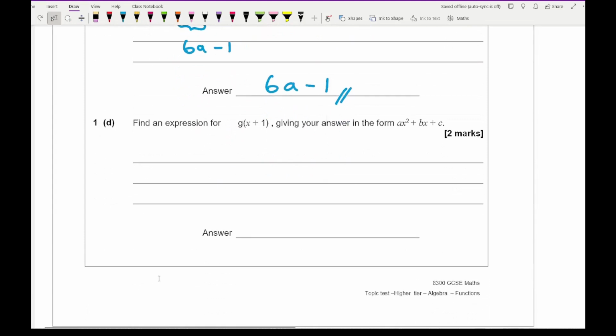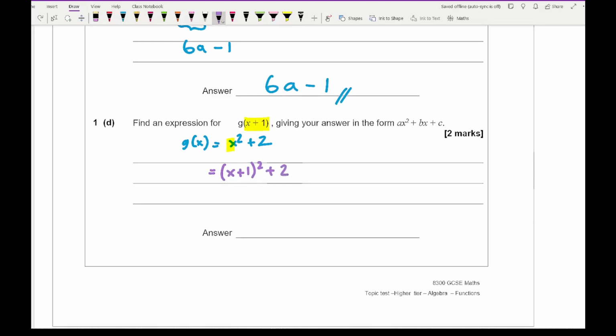Then for 1d, it says find the expression for g of x plus 1, give your answer in the form ax squared plus bx plus c. So g of x is equal to x squared plus 2. So here what I'm doing is replacing the x with x plus 1. So what this then becomes is x plus 1 squared plus 2.